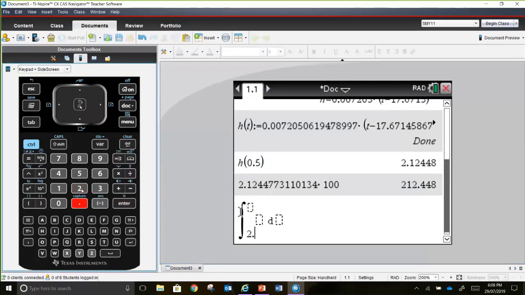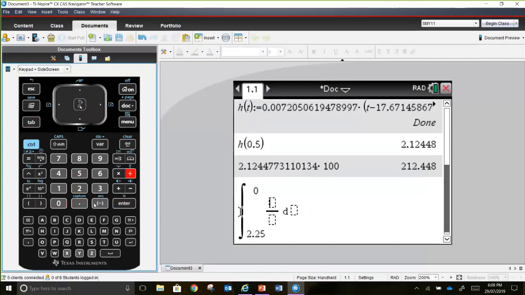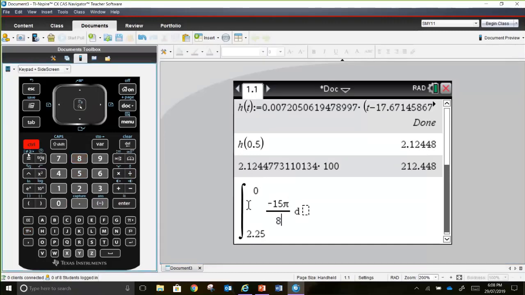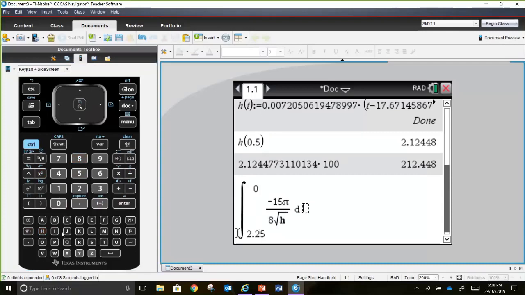So the original height was 2.25. I can use tab to get to the upper limit, and the upper limit is 0. If I use tab, now I can enter the equation, again using control menu. I have this time minus 15 pi over 8 square root h, and my variable is h.